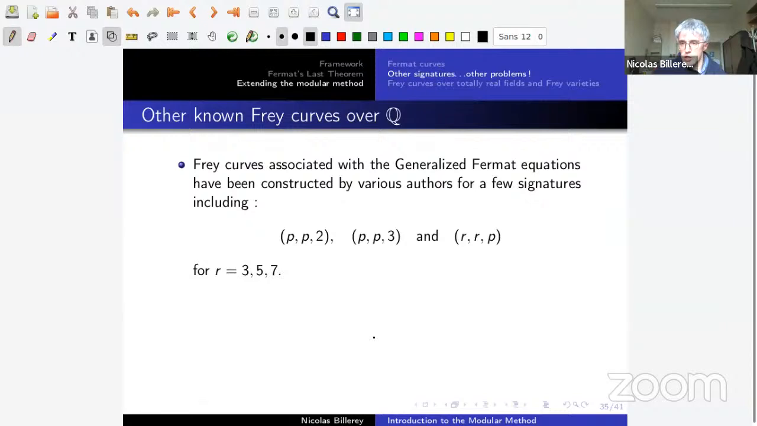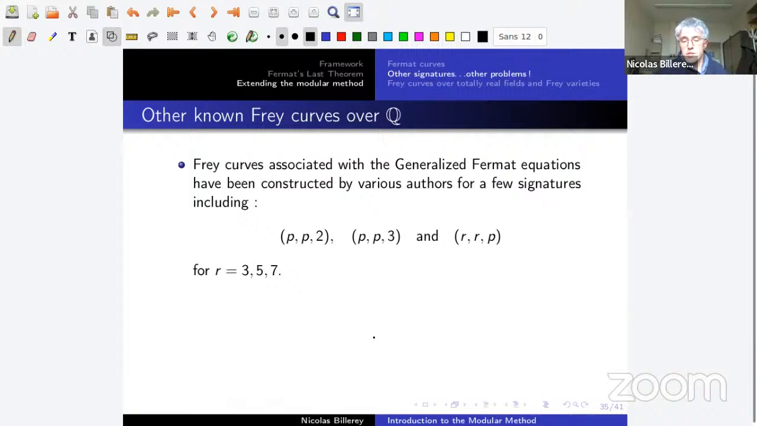So that's one issue we face when we want to apply the modular method: we have a problem with the trivial solutions, especially when the trivial solutions give rise to elliptic curves, to non-singular curves. Another issue is that we might miss some Frey curves. I mean, there's a lack of Frey curves, because we can attach Frey curves to some generalized Fermat equations, but definitely not to any Fermat equation. It's always another job to do, and this work has been done for certain signatures, but not all of them.